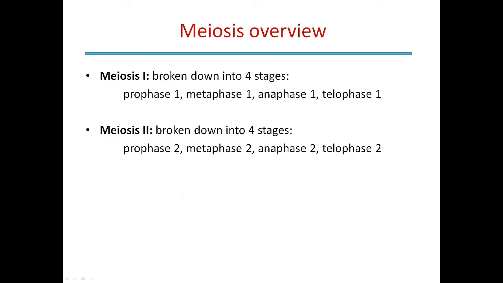And each stage of meiosis can then be broken down into the 4 steps: prophase, metaphase, anaphase, and telophase. So if you are looking at the step of prophase that happens in meiosis 1, we're just going to call that prophase 1 to indicate it's happening during meiosis 1. If you were looking at prophase during meiosis 2, you would call it prophase 2.